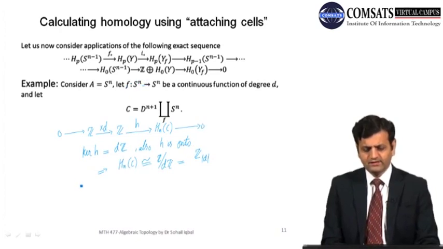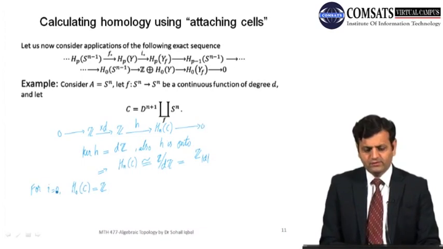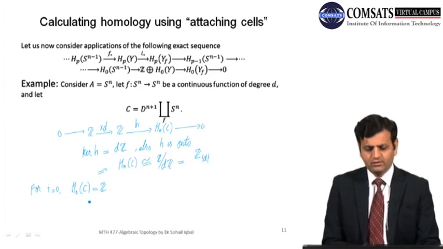Now let's calculate what's going to happen when i is equal to 0. So for i equal to 0, this C is basically path connected. Okay, so if it is path connected, then we can say that this H0 of C is going to be equal to Z. Okay, so so far we have calculated the homology when i is equal to 0 and i is equal to n. So what about the rest of the homology groups?